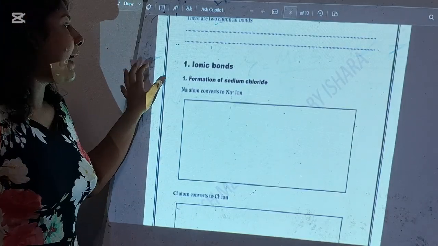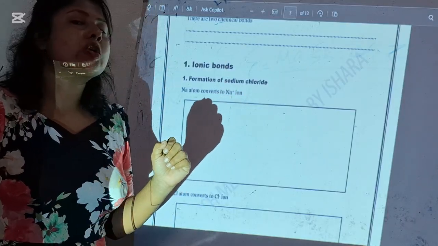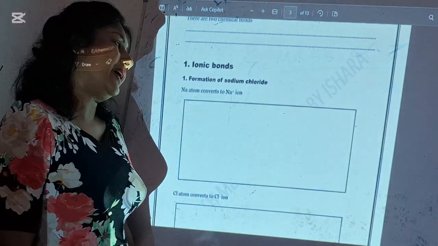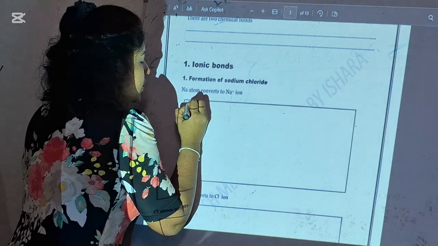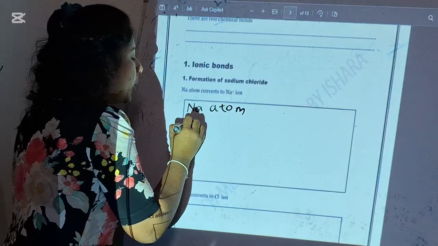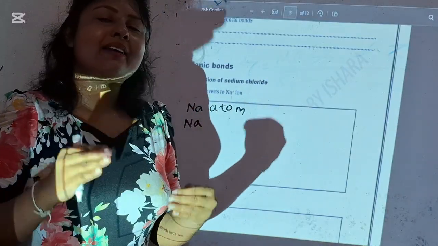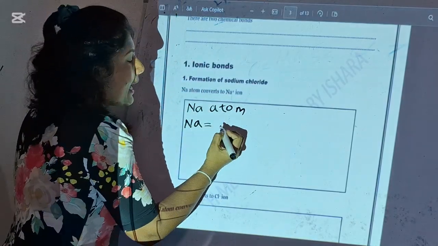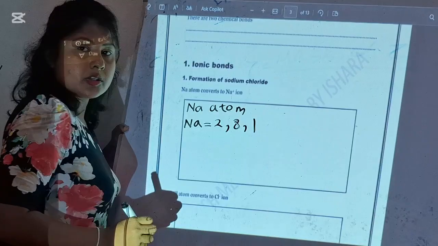Look at this one, ionic bonds. For explaining ionic bonds, I am taking first the compound sodium chloride, the formation of the sodium chloride bond. If we take the sodium atom, as I told you previously, sodium is in 11th place of the periodic table, so it has the electronic configuration 281.